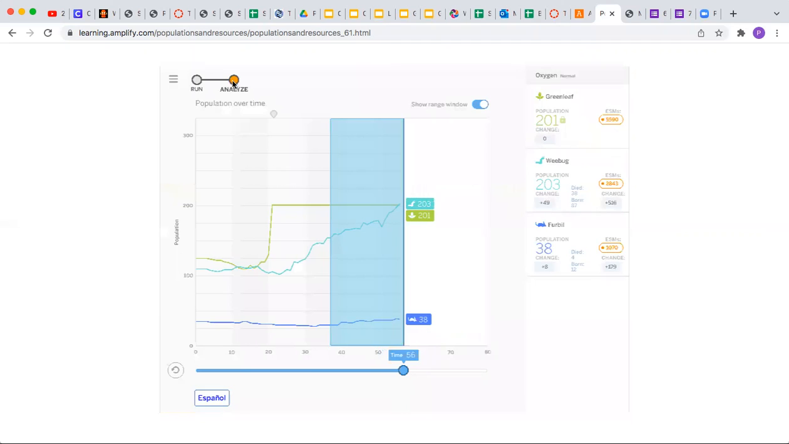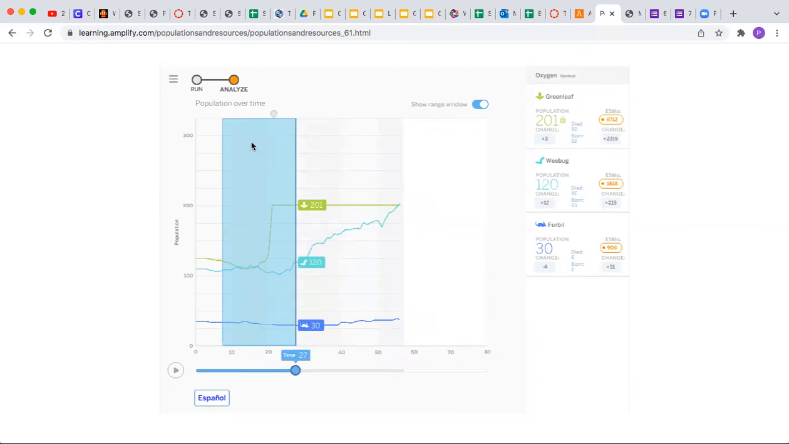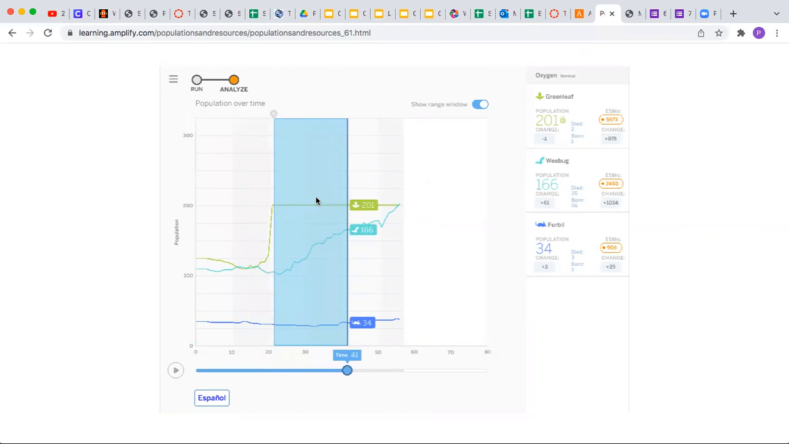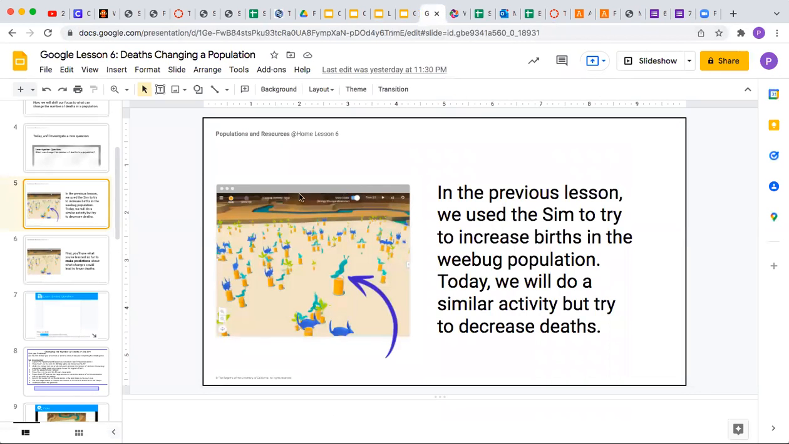So when you analyze, notice how you can move this. You want to collect the before of the wee bug population, the births and deaths, and after the change, the births and deaths. So that's what you will do for the first lesson. And a similar thing will happen for the deaths.